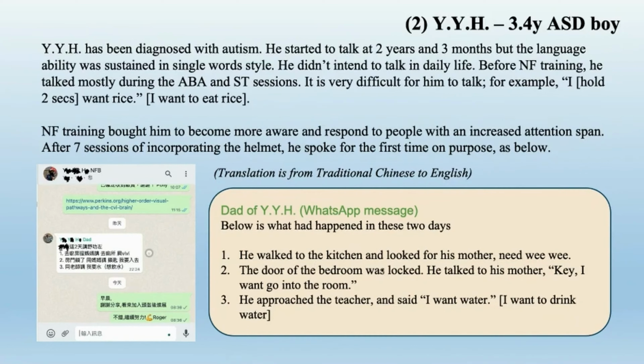He walked to the kitchen and looked for his mother, saying "need Vivi," which means he needs Vivi. The door of the bedroom was locked. He talked to his mother, "Key, I want to go to the room." And he also approached the teacher and said, "I want water," which means, I want to drink water. This kind of simple sentence or simple proactive expression is the first time. They don't need to ask, and he just speaks up what he wants.